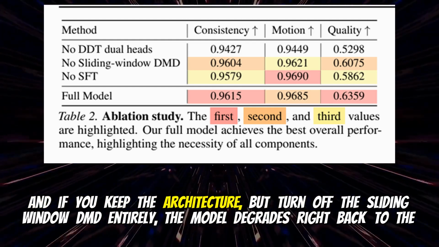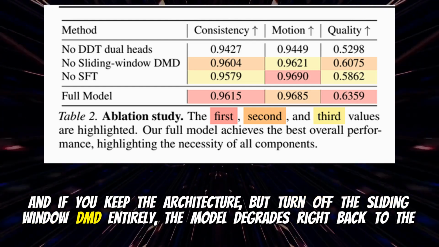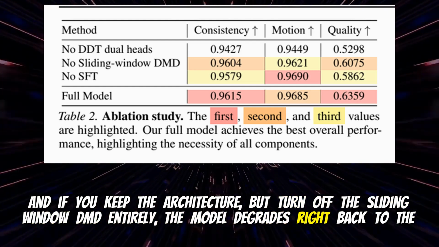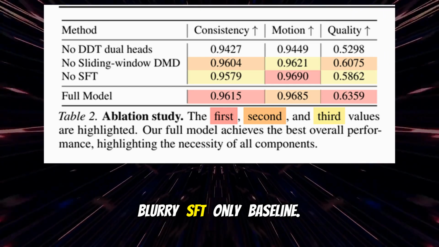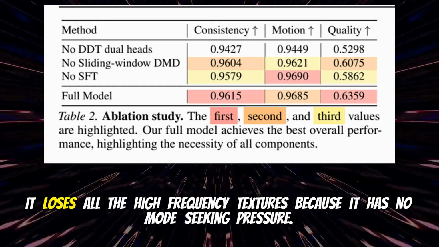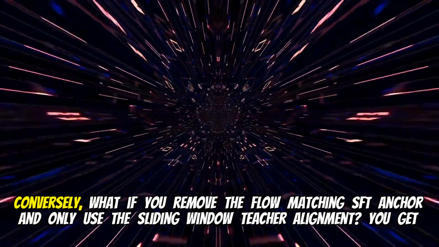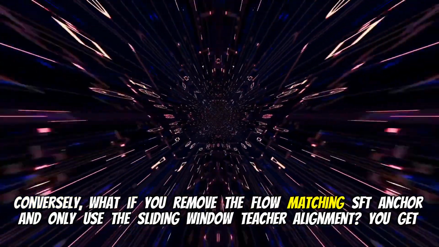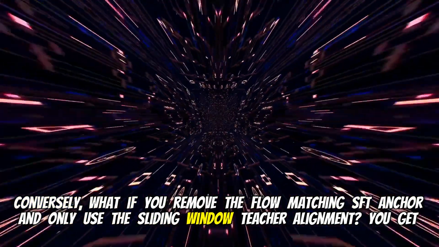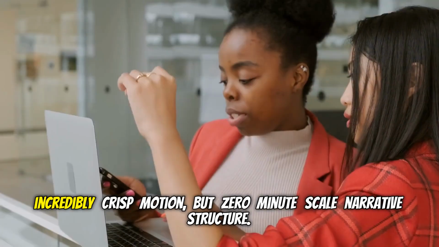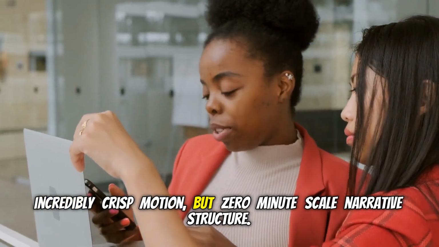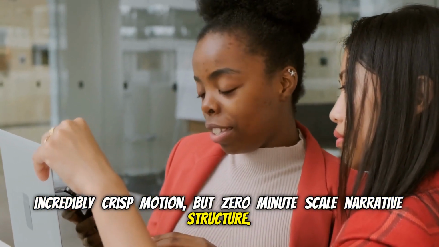And if you keep the architecture but turn off the sliding window DMD entirely? The model degrades right back to the blurry, SFT-only baseline. It loses all the high-frequency textures because it has no mode-seeking pressure. Conversely, what if you remove the flow-matching SFT anchor and only use the sliding window teacher alignment? You get incredibly crisp motion, but zero minute-scale narrative structure.